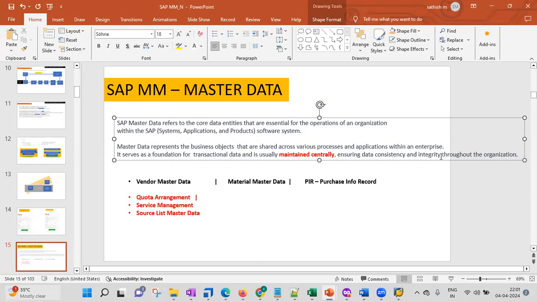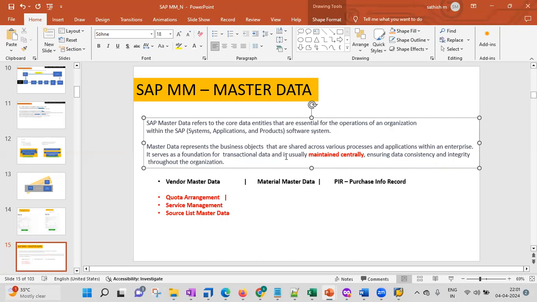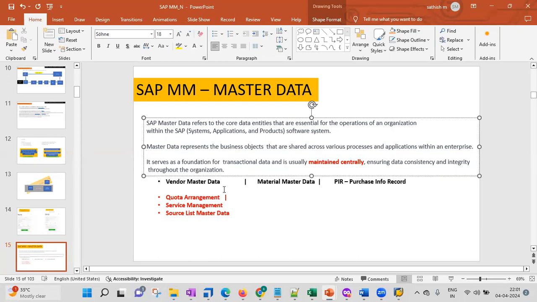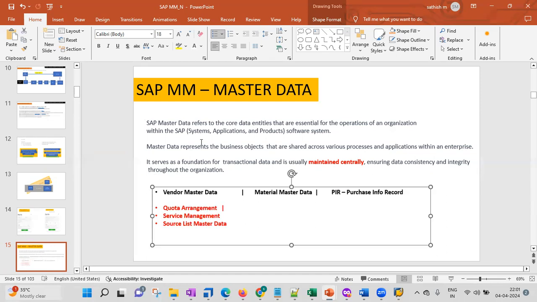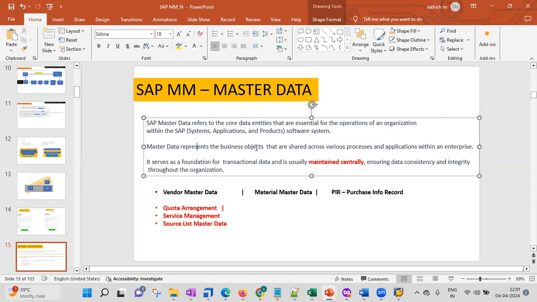Yes, sir. Okay. Again I'm repeating it. Master data is common data that represents business objects that are shared. Shared means one thing is accessed by multiple people, you are sharing with another person. So that object is shared with multiple things.